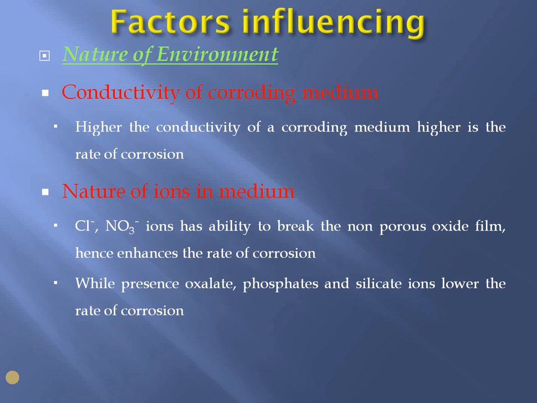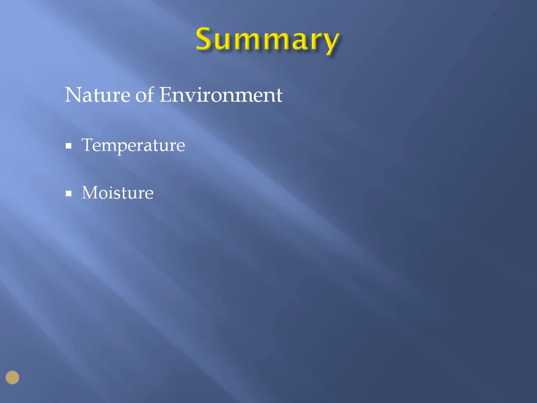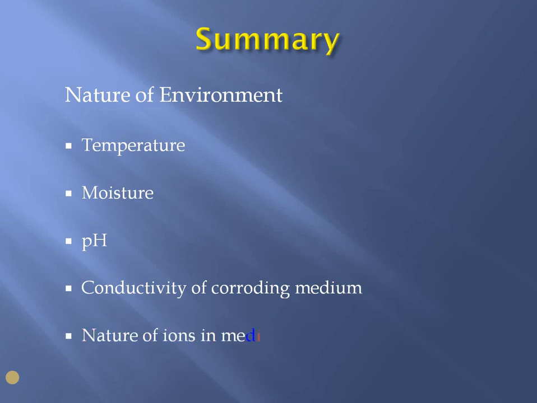So in summary, we have discussed nature of environment. In that we have discussed temperature, moisture, pH, conductivity of corroding medium, and nature of ions in the medium.